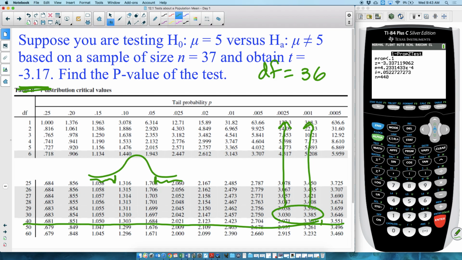But those are not the two ends, right? Why do you have to multiply them by 2? Because it's on both sides, since it's not equal. Right, good. Since this is a two-tailed test, a not equal to test, I have to double these and say my p-value is between 0.002 and 0.005.